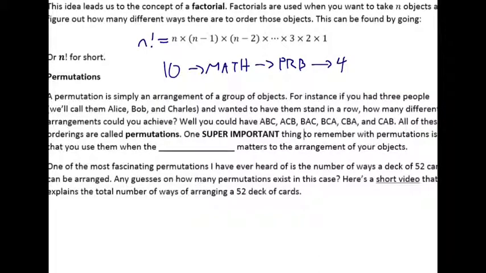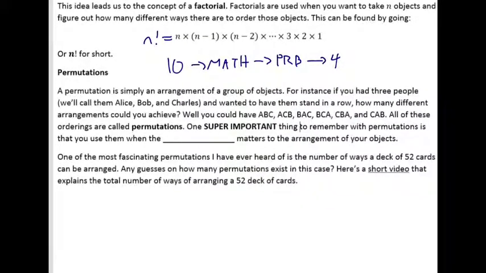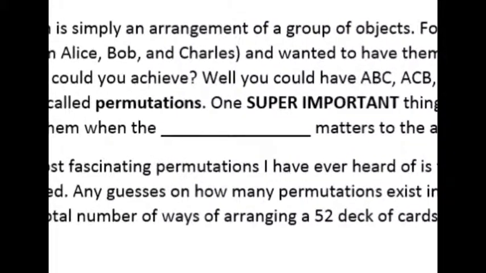One super important thing, don't miss this, because if you miss this, you will be in trouble for the rest of the chapter. One super important thing to remember with permutations is that when you're using permutations, the order of the things matters. If the order of the things being arranged matters, you use permutations. You'll learn about something next day called combinations, where order does not matter.